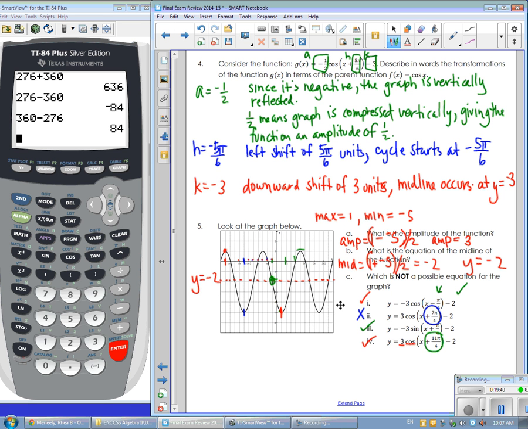So the question is asking which is not a possible equation for the graph. That would be number 2.